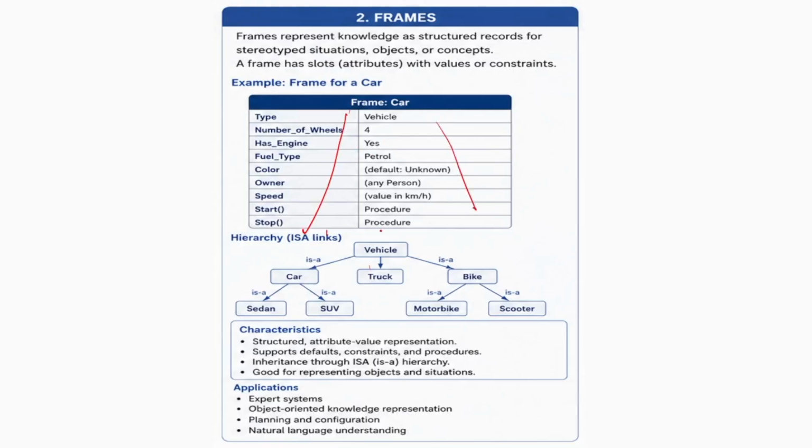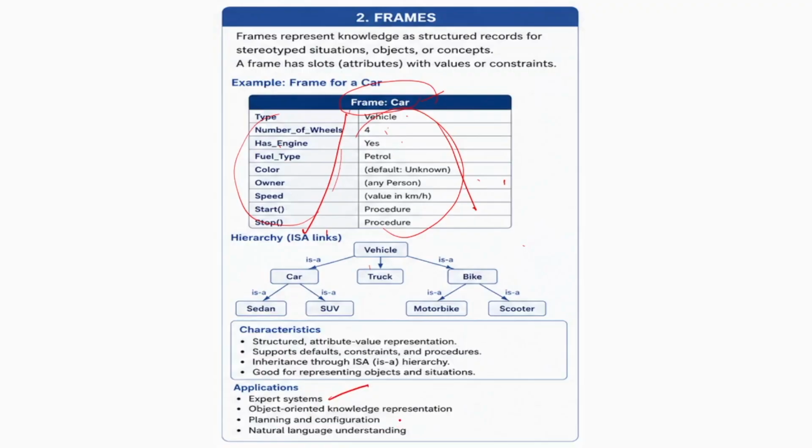Say for example, this is an example for the vehicle domain where there is a vehicle, there are 4 wheels in a vehicle, it has an engine, petrol is the fuel type. So we can mention the parts in the fillers according to the slots in the type of car. We can specify different frame structures like this. So that is not possible in semantic networks. Some applications of frames can be seen in expert systems, planning and configuration of some machines or some industrial oriented systems, and natural language understanding.